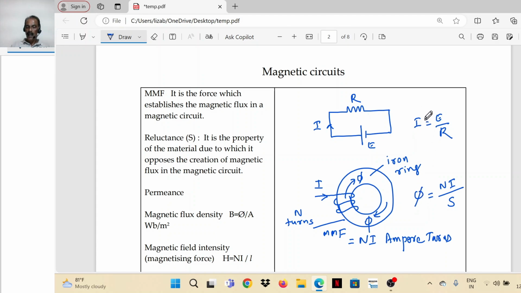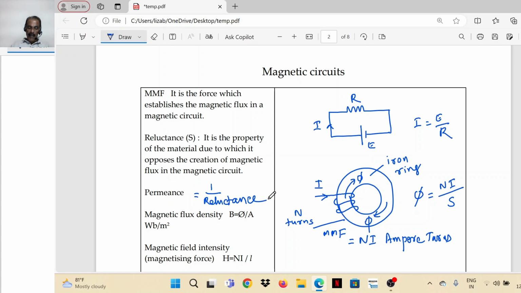In electric circuit, I, and in magnetic circuit, phi. And in electric circuit, electromotive force. In magnetic circuit, magnetomotive force. In electric circuit, it is resistance which opposes the flow of current, and in magnetic circuit, it is reluctance which opposes the setting up of flux. Now, the next parameter is permeance. Permeance is 1 by reluctance. The reciprocal of reluctance is called permeance.